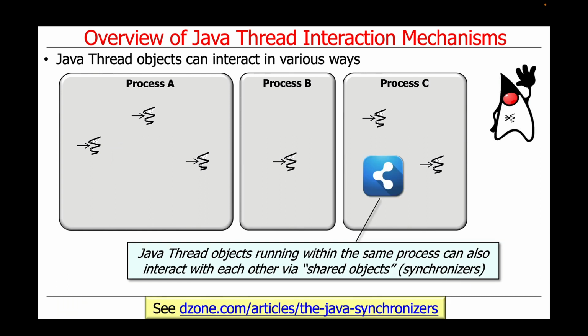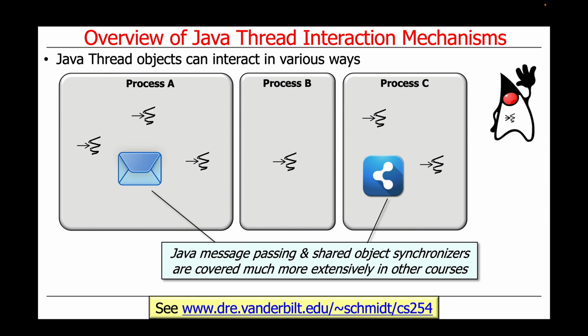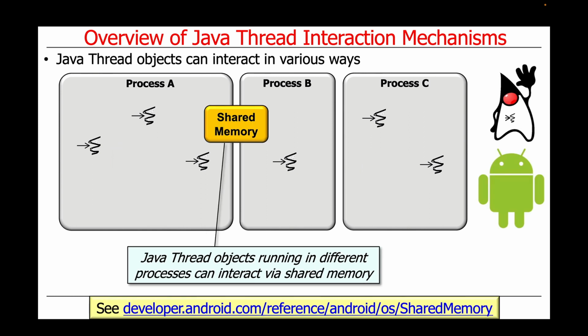Likewise, Java thread objects running within the same process can also interact with each other via shared objects, also known as synchronizers, which help to coordinate or ensure that multiple threads don't access the same memory regions at the same time. This course doesn't go into great detail on Java message passing and shared object synchronizers. These topics are covered more extensively in other courses, such as the one that's linked at the bottom of the slide.